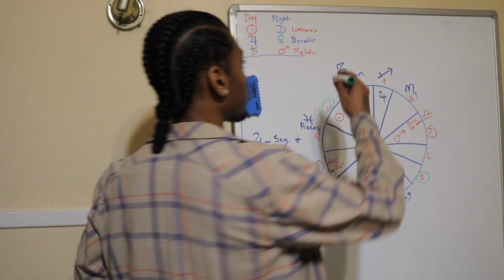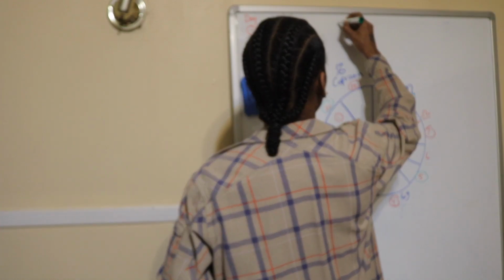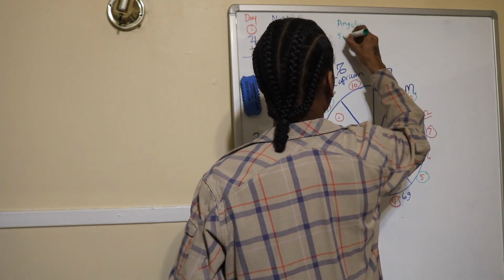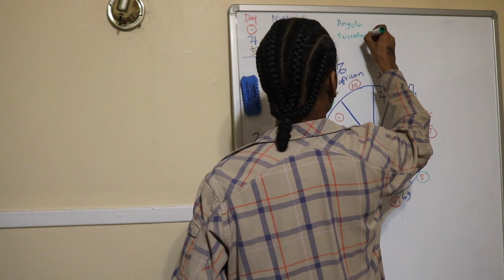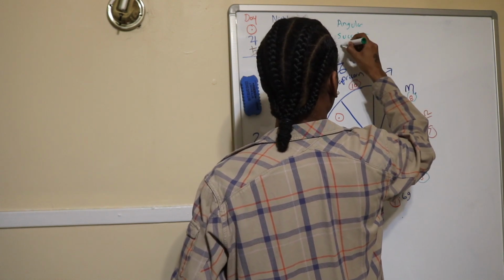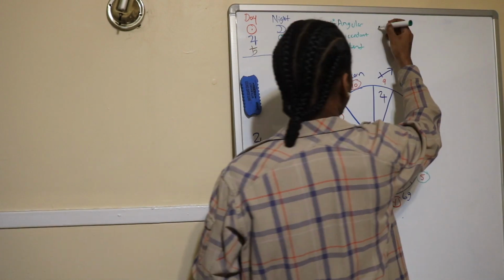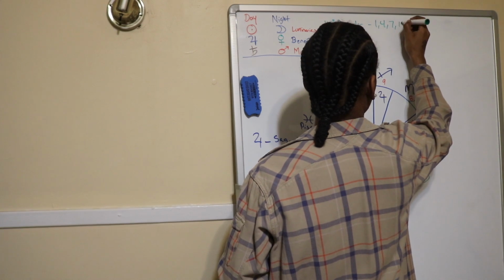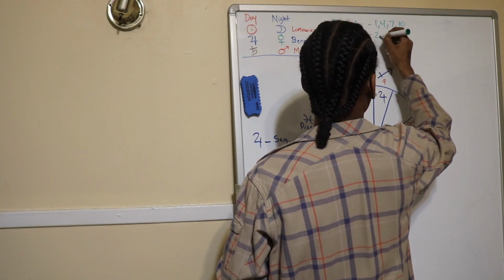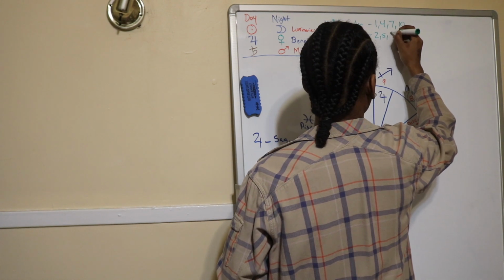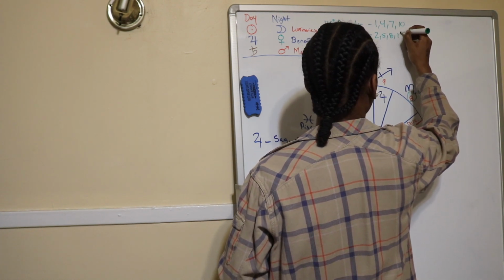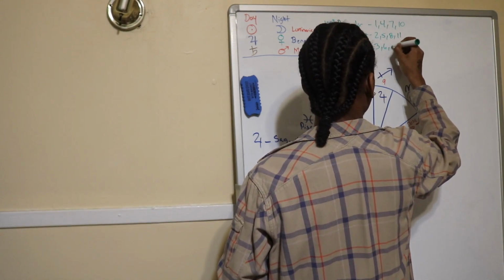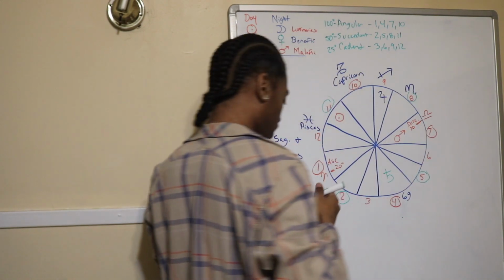You see something? So we've got angular, succeeding, and cadent. I may spell this wrong, so excuse me. Angular is houses 1, 4, 7, 10. Succeeding is houses 2, 5, 8, 11. Then we've got cadent, which is 3, 6, 9, 12.